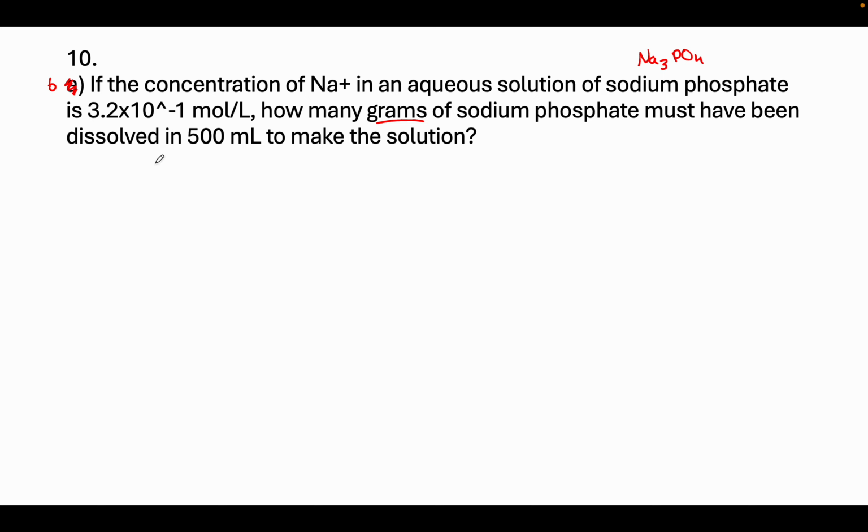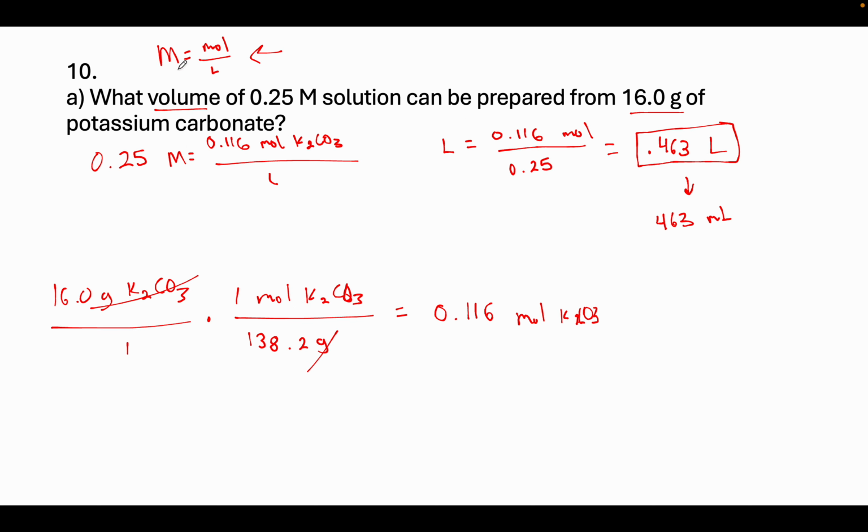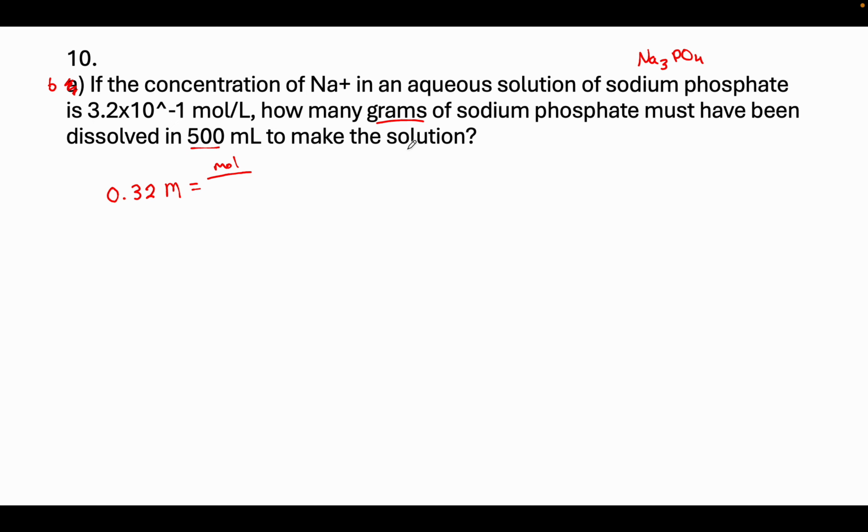So we got the concentration, 3.2 times 10 to the negative 1. I'm going to rewrite it so that it looks a little bit more simple: 0.32 M equals, well, I don't know, because they don't tell me, moles over 500 milliliters. Now, remember in the last question I told you that this formula uses liters. So we got to convert 500 milliliters to liters. It's pretty simple. It's just 0.5 liters.